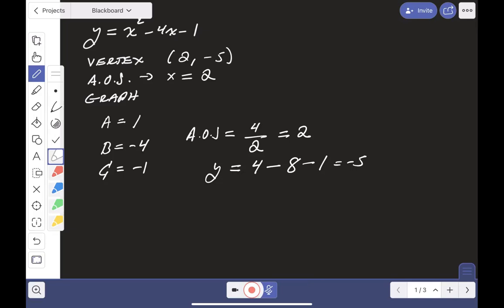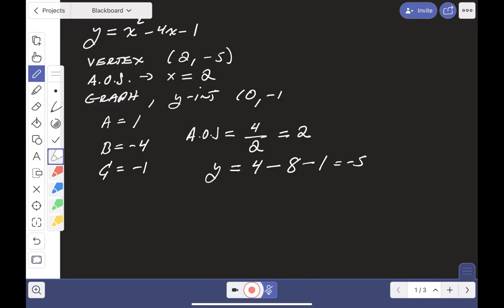Okay? What am I going to do now? I would like to do one other thing to graph it. I'd like to know what the Y-intercept is. The y-intercept is a point such that x is equal to 0. Now, if x is 0, what would y be? Well, plug it in. It's just simply -1.